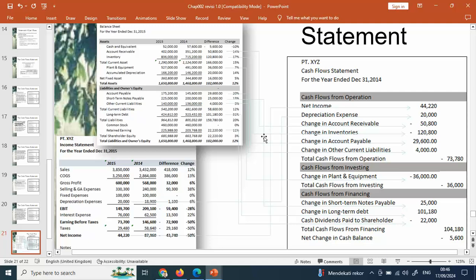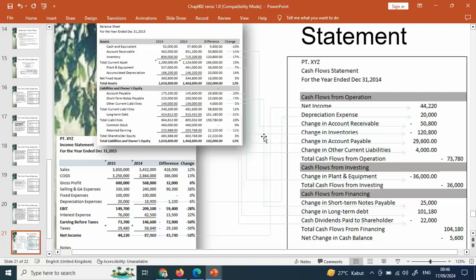And then account payable. On the current liabilities and the current asset, it is all there. Account receivable and inventory. We are not talking about cash. Account payable increases. Cash inflow or cash outflow? Inflow. Because account payable increases, we get more money, isn't it?